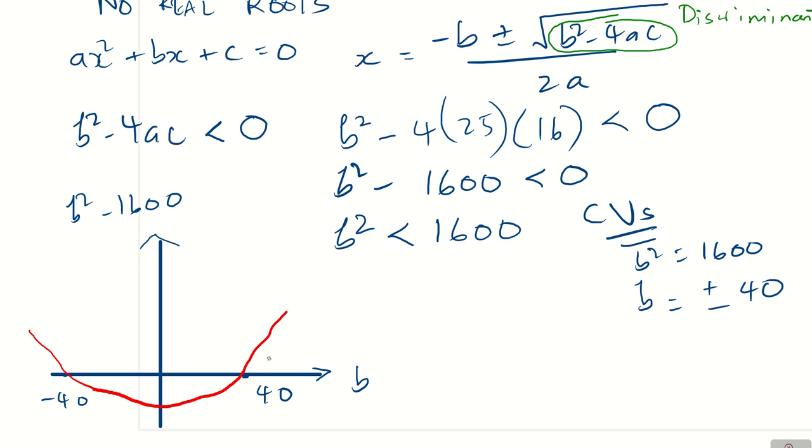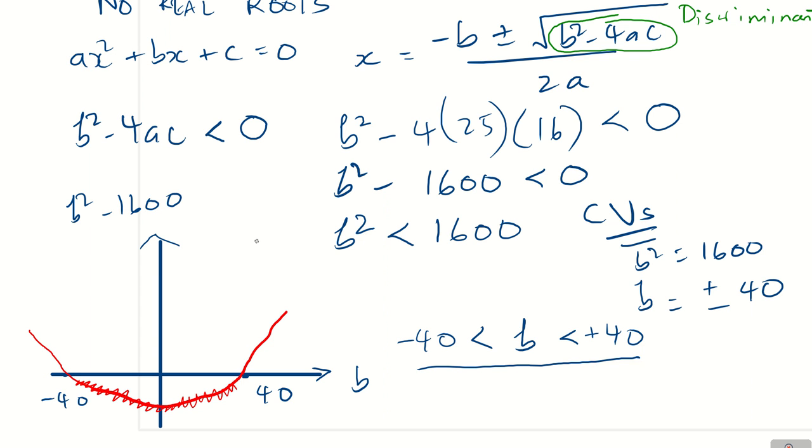Now we want it to be less than 0, so the area that we want is this bit here in the middle of the graph, and that gives us our final answer that we want b to be between minus 40 and plus 40. Any of those values for b will mean that b squared minus 1600 is less than 0, in which case the condition for the discriminant to be less than 0 is fulfilled, and the equation will have no real roots.